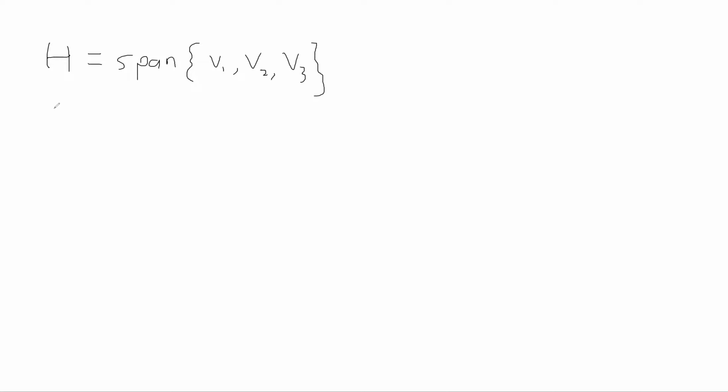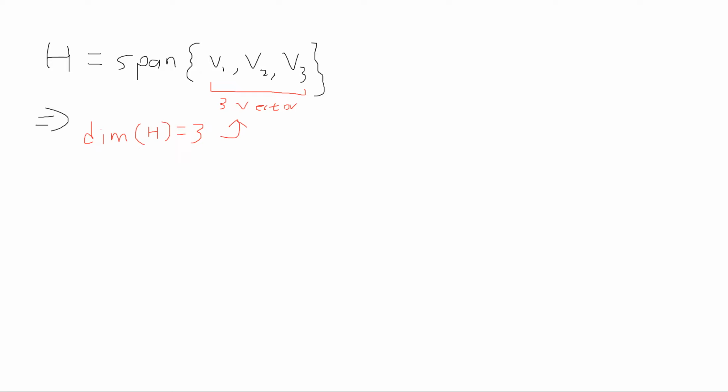Then what this definition is saying, since H is being spanned by 3 linearly independent vectors, of course, then we say that the dim, the dimension of H, is 3 because it can be spanned by 3 vectors.